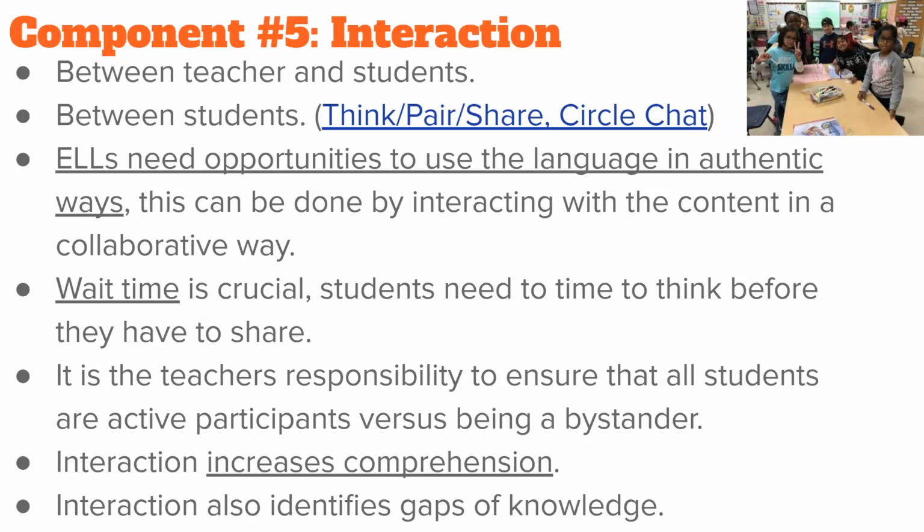Students interacting with each other, talking with each other, increases their understanding, their comprehension. That's why it's so crucial. That's why this is a component that needs to be in any effective lesson plan, specifically for English language learners. Also, when students are interacting with the teacher, with peers, it is an informal way to assess if they are grasping the content, or if there are misconceptions that the teacher needs to address.